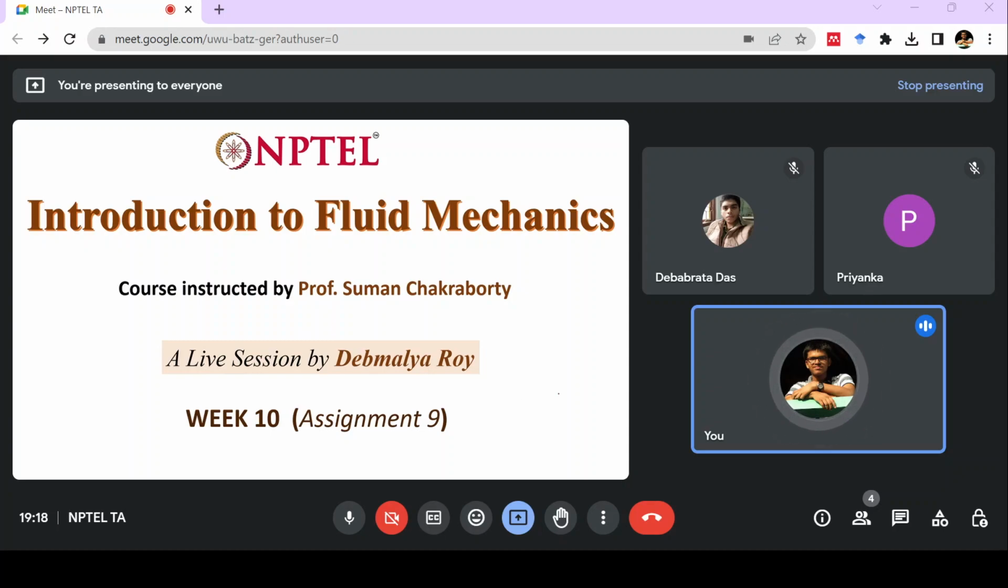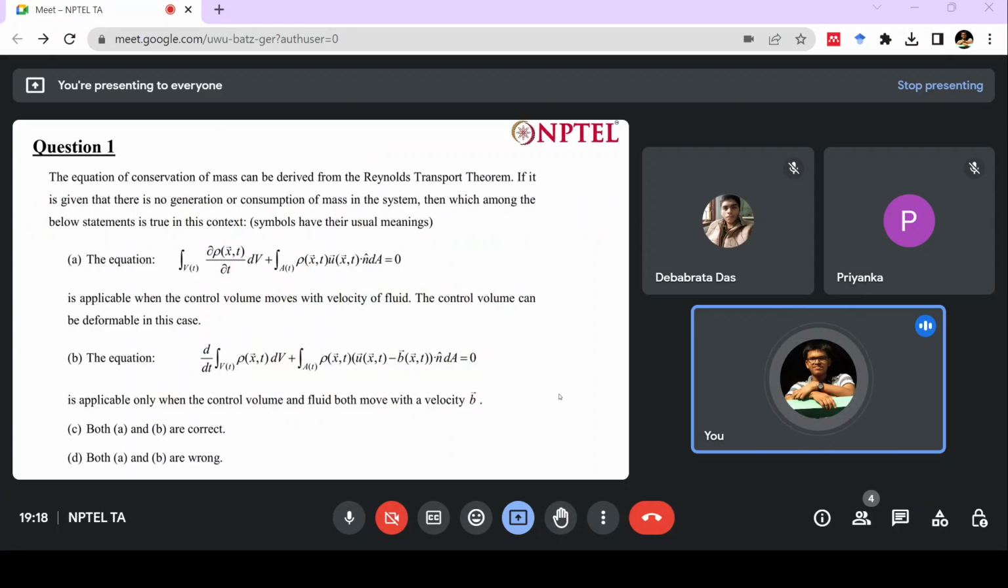Today we will be solving questions related to assignment 9, where topics related to the Reynolds transport theorem and conservation of mass are discussed. We'll go through these problems and develop our concepts as we do that.